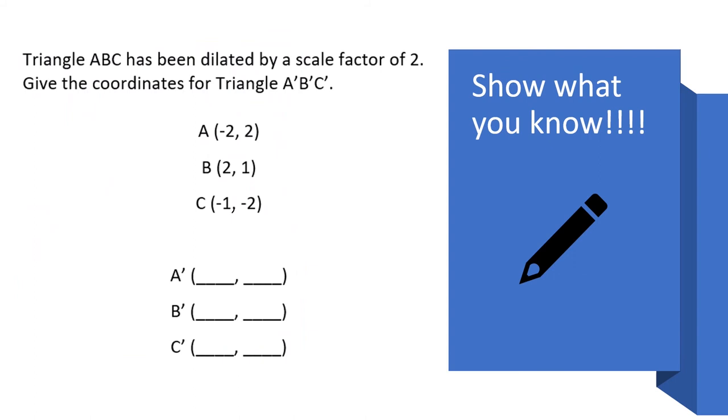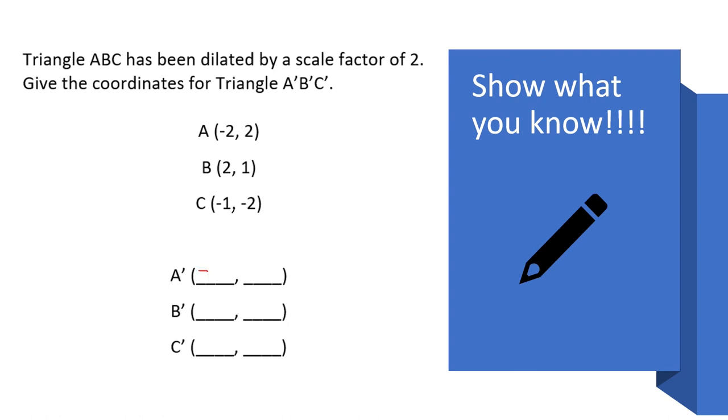All right, time to show what you know. So triangle ABC has been dilated by a scale factor of 2. We need the coordinates of triangle A prime, B prime, and C prime. In order to do this, since my scale factor is 2, I'm going to simply multiply each coordinate by 2, or double each coordinate.